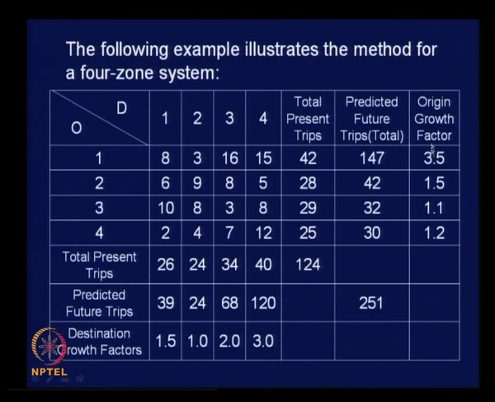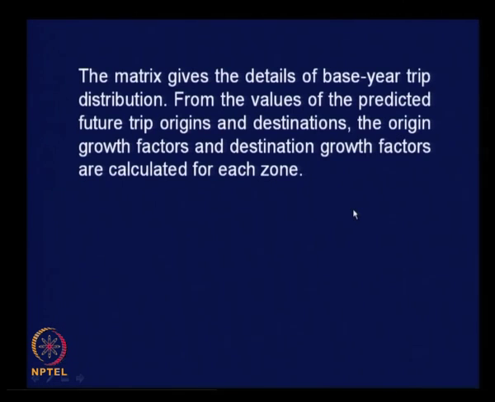They are also not maintaining any symmetry. Clear? The same step is explained in the form of statements here. The matrix gives the details of base year trip distribution. From the values of the predicted future trip origins and destinations, the origin growth factors and destination growth factors are calculated for each zone, isn't it? That is what we have seen.